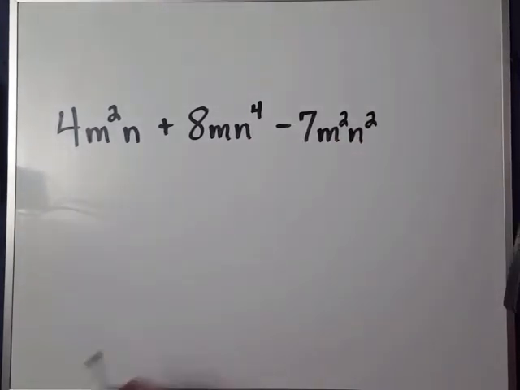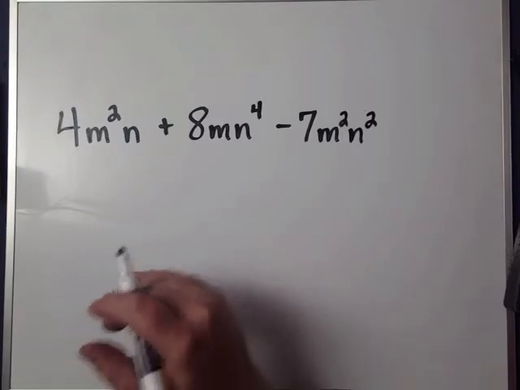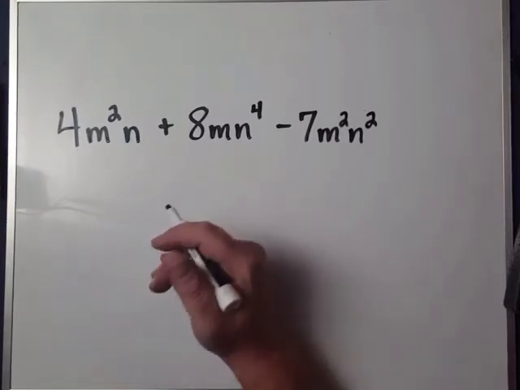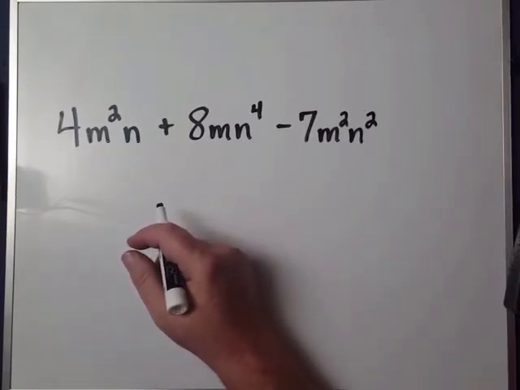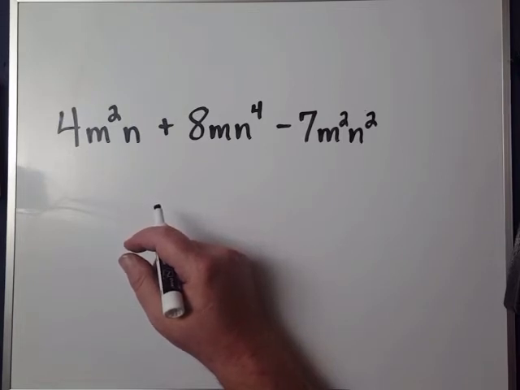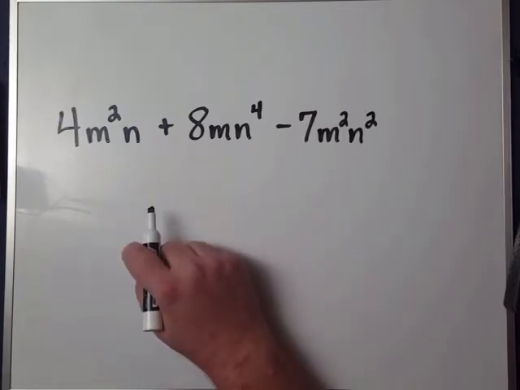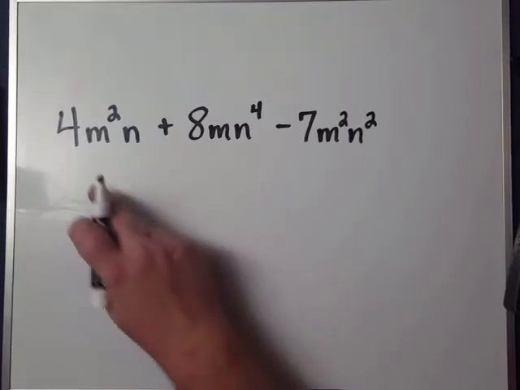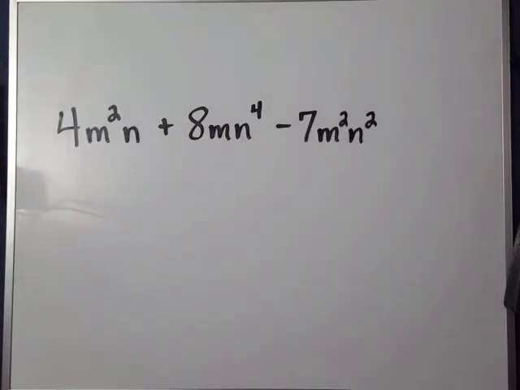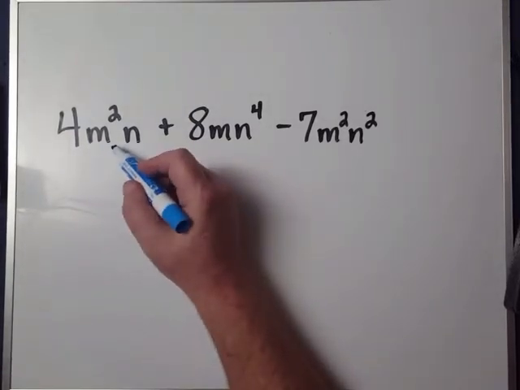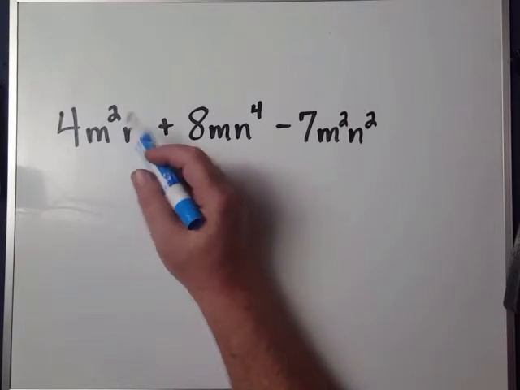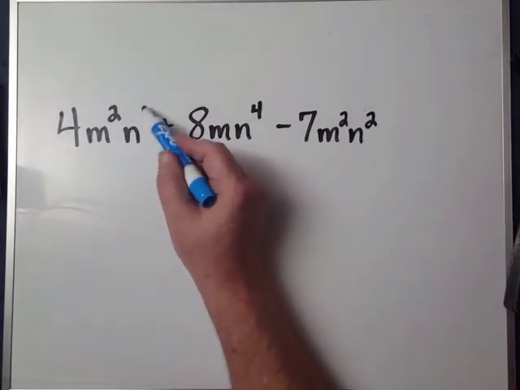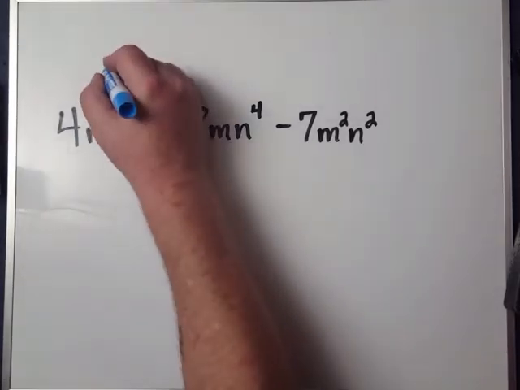I want to classify this polynomial in m and n. It's not a polynomial in x, it's a polynomial in m and n. I want to classify it as to its degree and as to its number of terms. As far as the degree goes, I need to figure out the degree of each term. The degree of this first term, you add up the powers on the variables. 2 plus, what right here? A 1. 2 plus 1 is 3.